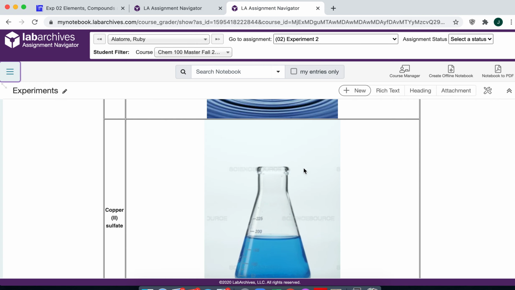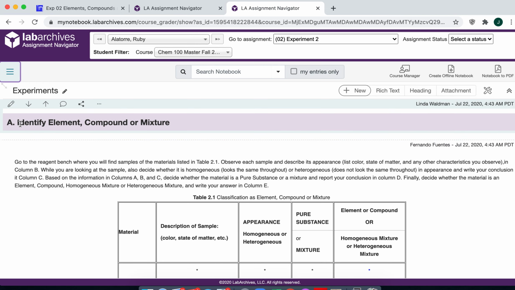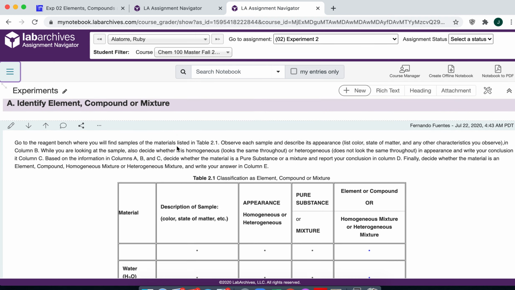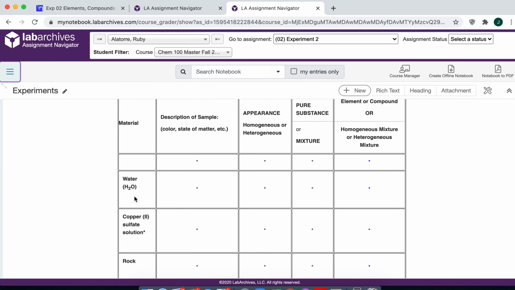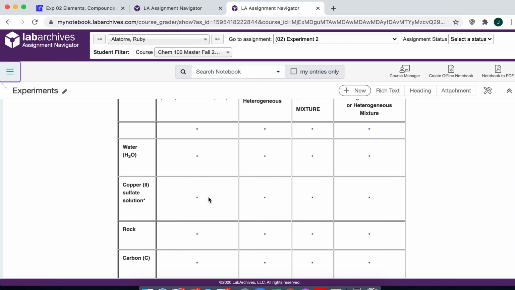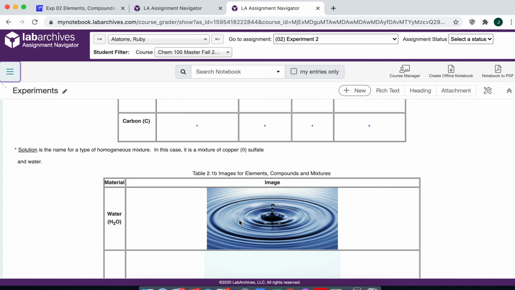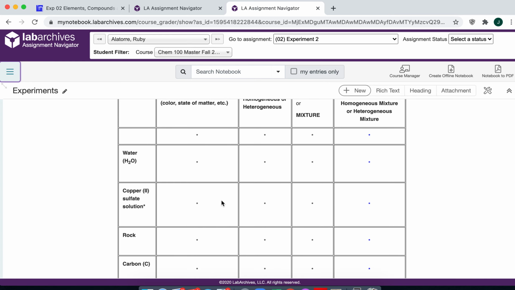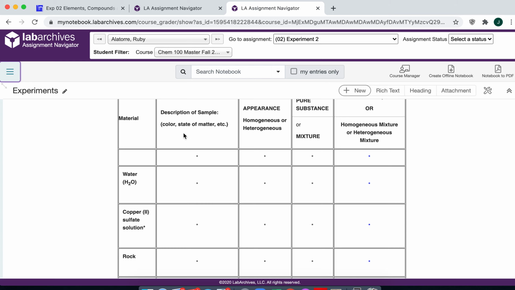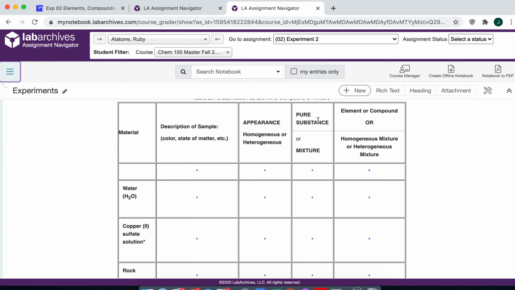So the first table you need to do is Table A, identify elements, compounds and mixtures. There are different types of materials given in this table. You take a look at their appearance and type in your answers here. You need to describe your sample and its appearance and identify: is it a pure substance or a mixture? Is it an element or compound, or is it a mixture, homogeneous or heterogeneous?